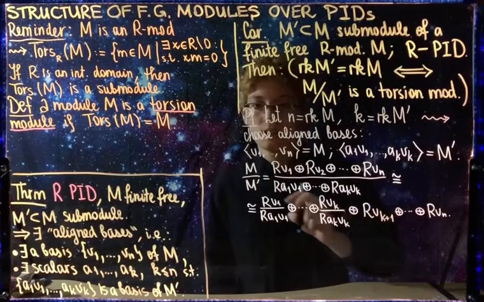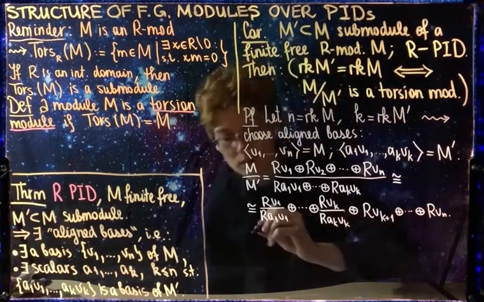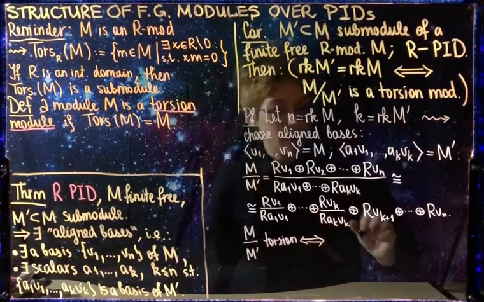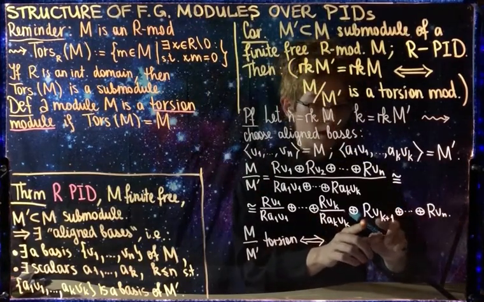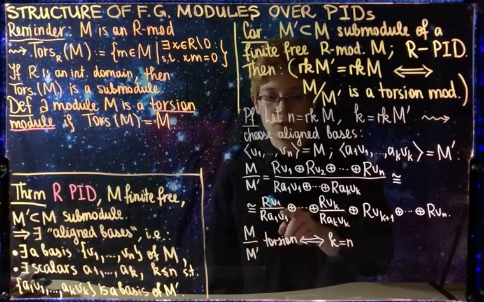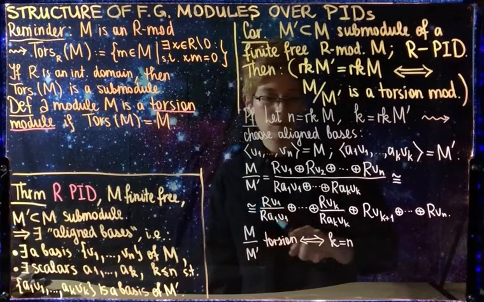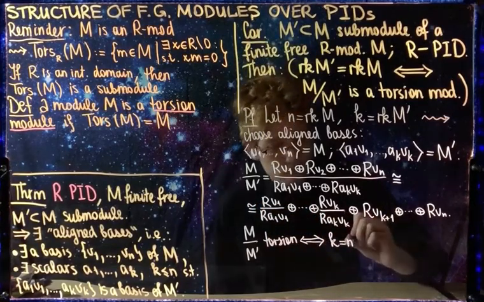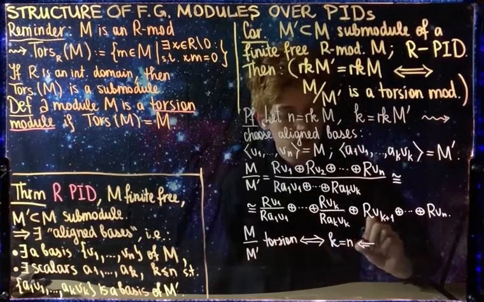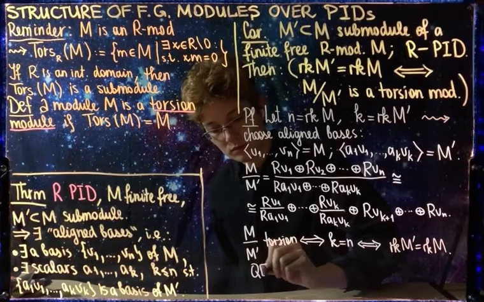And let's see. So this module is a torsion module in this representation if and only if it does not have any free part. So M mod M prime is torsion if and only if this free part is 0, so that k is equal to n. Because this part consists only of torsion modules. So in this module, any element multiplied by a1 will be equal to 0, and similarly for this module. And so M mod M prime is torsion if and only if k is equal to n, but these are exactly the ranks of these modules. Rank M prime is equal to rank M. And this concludes the proof.